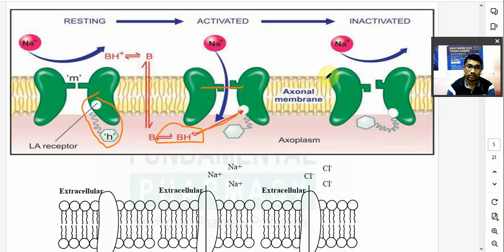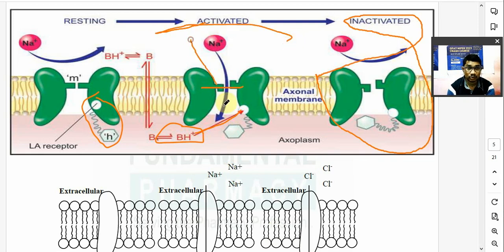So no sodium will go inside further. They cause membrane stabilization. It is an inactivated sodium ion channel. So an activated sodium ion channel is like that. After activation, sodium will go inside. After inactivation, sodium will not go inside. So local anesthetic drugs bind to this inactivation gate of the sodium channel.